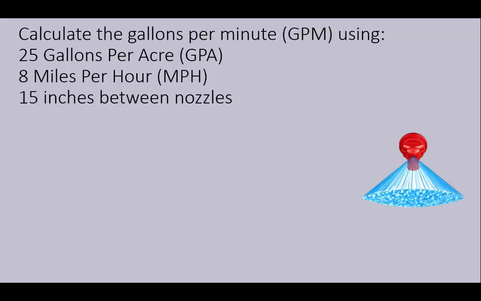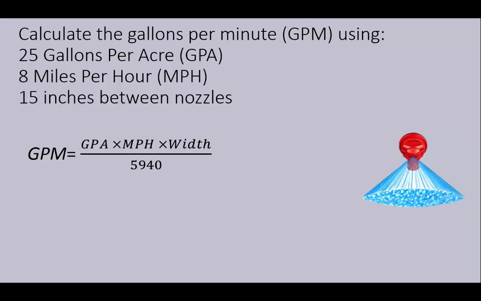In this example, we are asked to calculate the gallons per minute, or GPM, using 25 gallons per acre, 8 miles per hour, and 15 inches between each nozzle. Luckily, there's an equation to calculate this. Gallons per acre times miles per hour times width between nozzles in inches divided by 5,940. 5,940 is the conversion factor that takes into account the conversion rates of acres, gallons, inches, and miles per hour, so we will not need to do all those calculations ourselves.